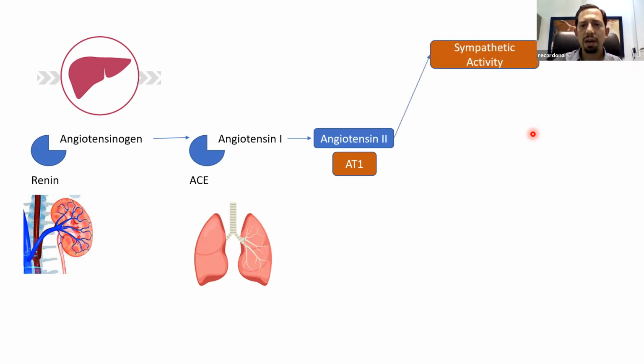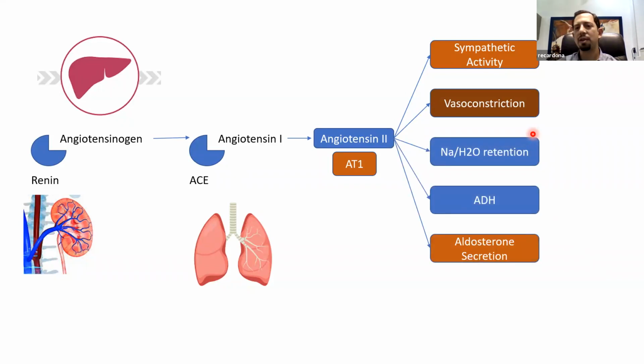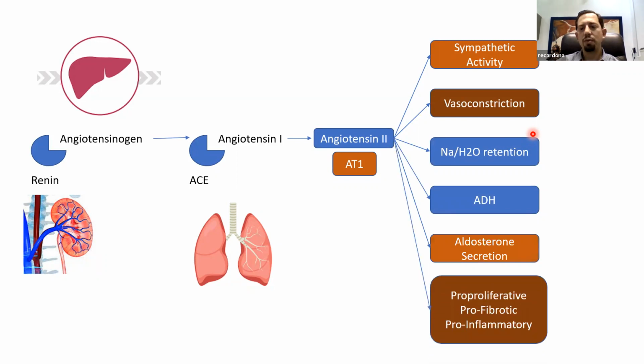And we're going to have several effects because of this stimulation angiotensin 2 produces in its receptor. We're going to increase the sympathetic activity, we're going to produce vasoconstriction, sodium and water retention, and increased production of antidiuretic hormone and aldosterone. Plus, we tend to produce a pro-proliferative, profibrotic, pro-inflammatory effect.